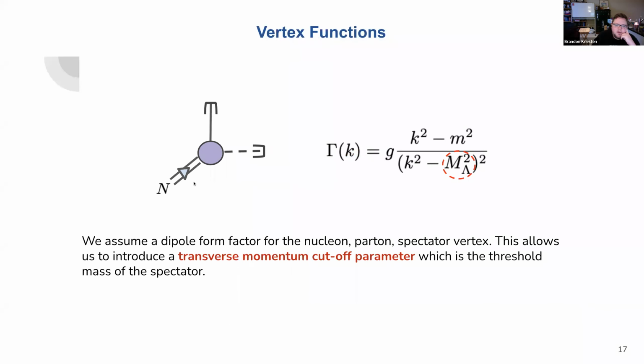Now these vertex functions are interesting. You have a quark, diquark, and nucleon vertex. And that's a little tricky. So how do we model it? In our case, we actually use a dipole form factor for this vertex. And what this allows us to do is it introduces a new variable, a transverse momentum cutoff parameter that we call m lambda. And this is the threshold mass of the spectator. So this allows us to introduce more flexibility in our model.